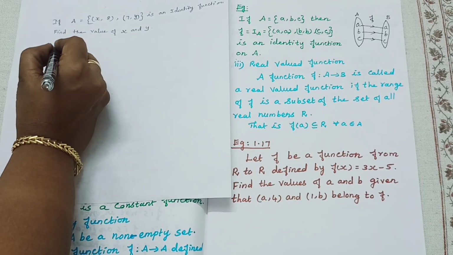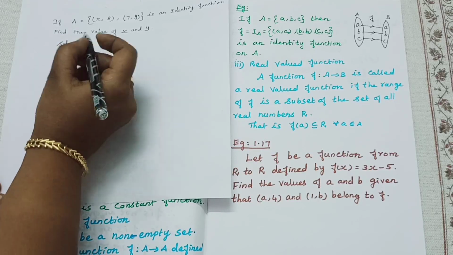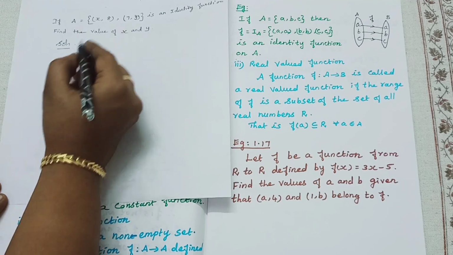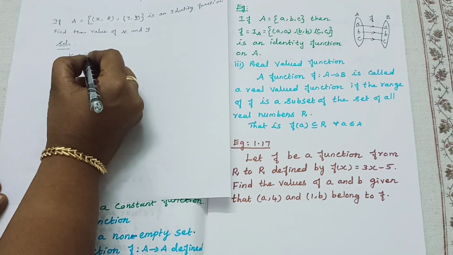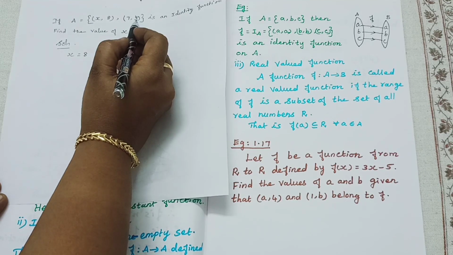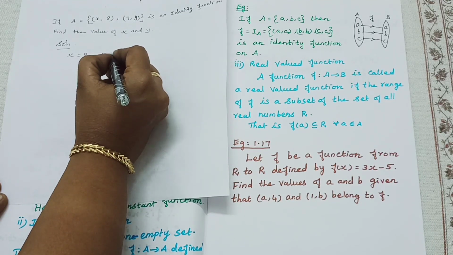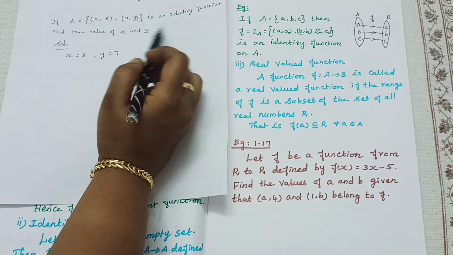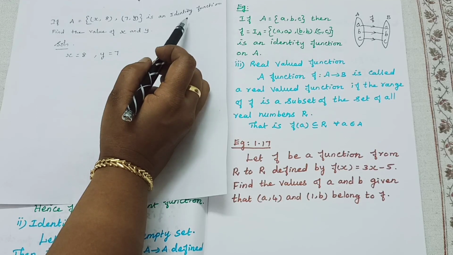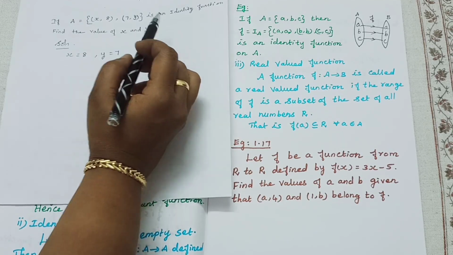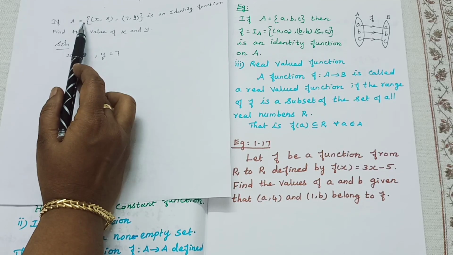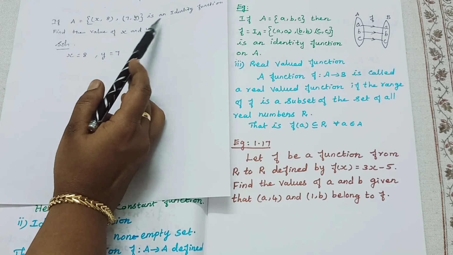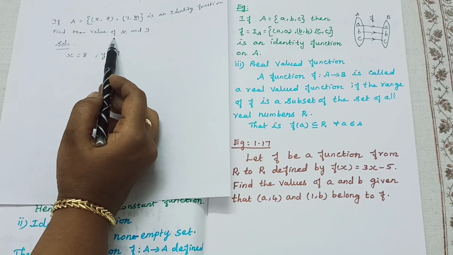Then y is equal to 7. Why are we writing like this? It is an identity function. Okay, very simple. Suppose 1 mark questions or 2 mark questions, they will ask this type of questions. If A is equal to a set, they will give any one function. Okay, it's an identity function, then find the value of a comma b or x comma y. Like that if they ask, then you should write the value nearby that is given. Here x equal to 8, then y is equal to 7 is the answer.